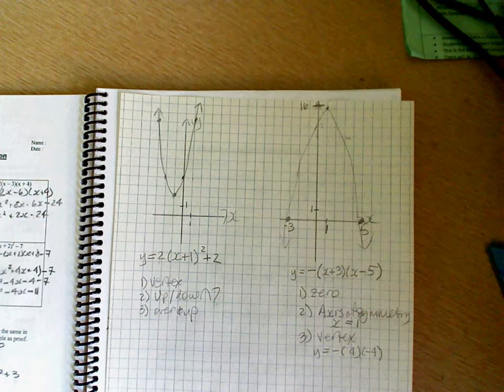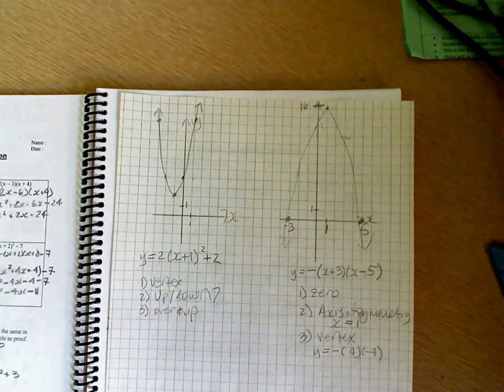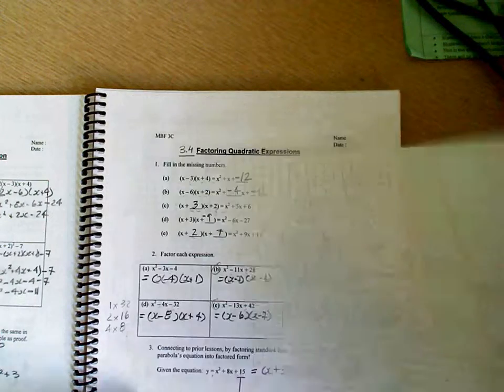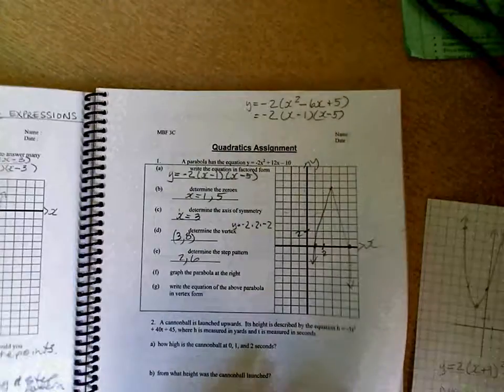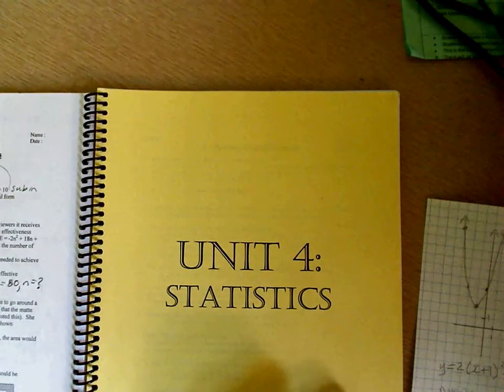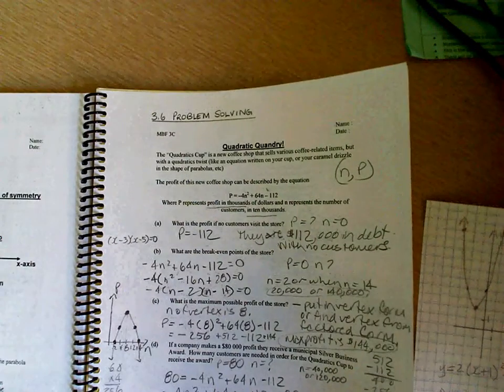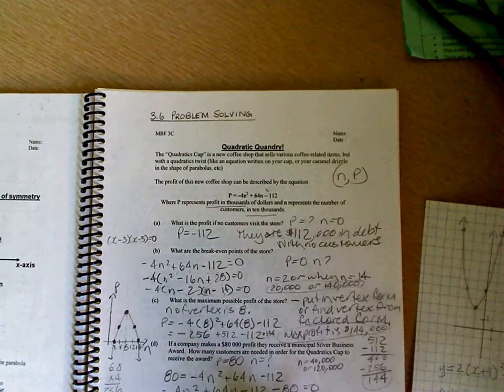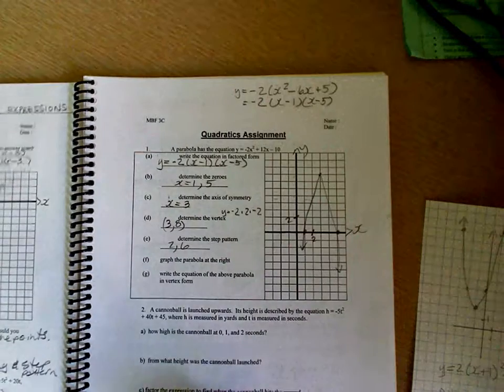So that's how you're going to graph a parabola when given vertex form, and how you're going to graph a parabola when given factored form. Alrighty? Okay.